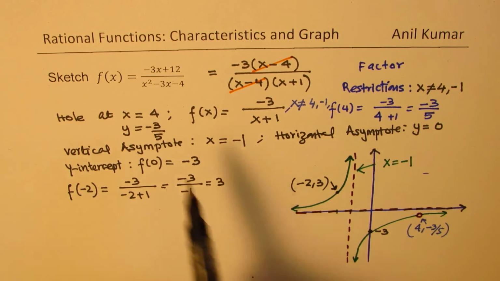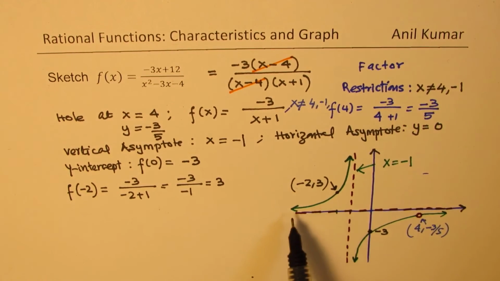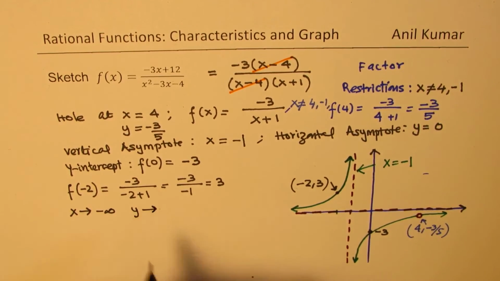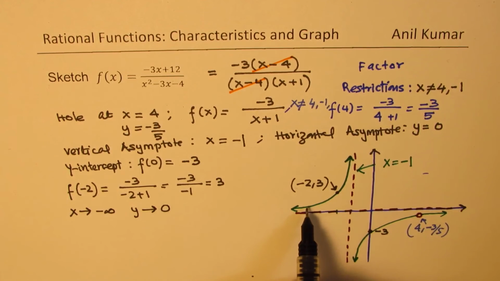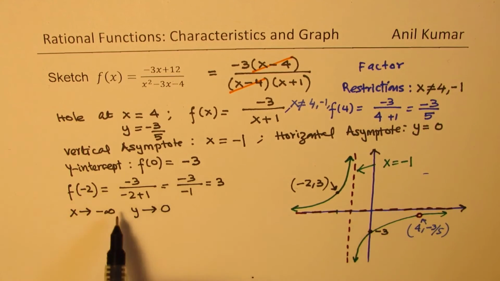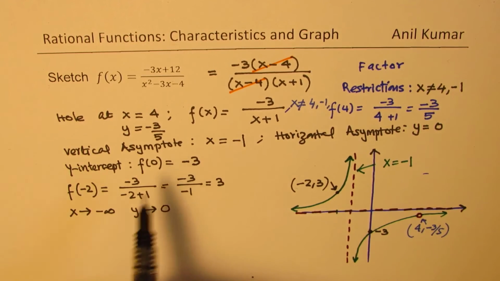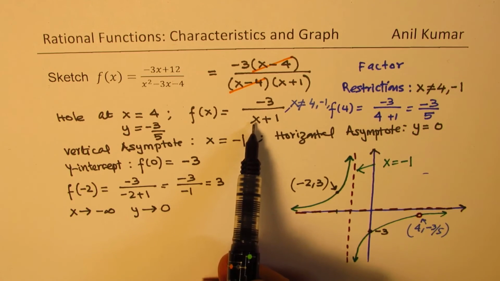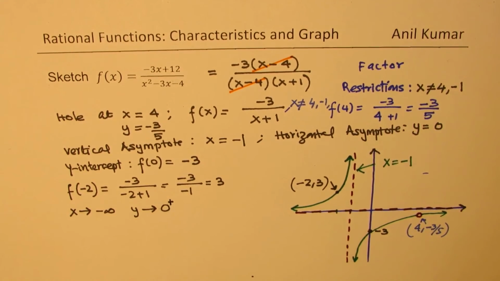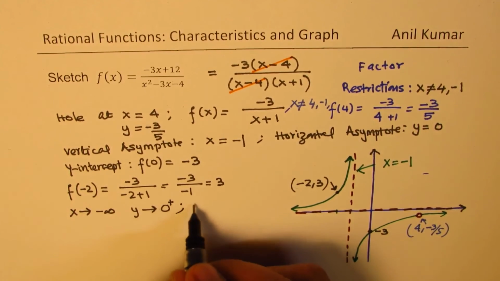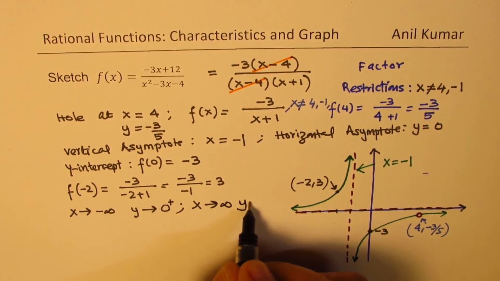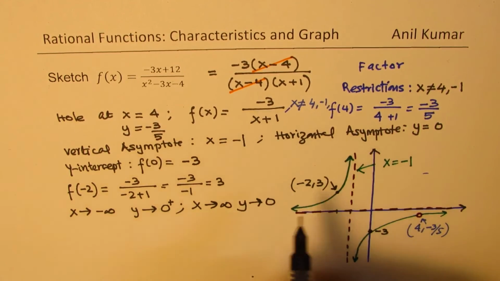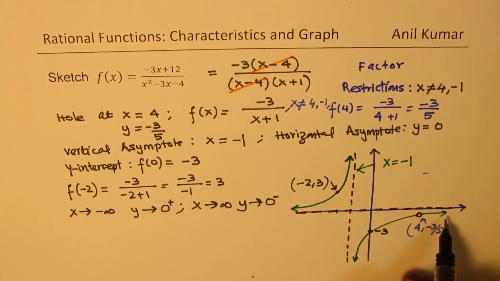And now we can actually describe the characteristics. Let's begin with the end behavior, which says when x approaches negative infinity, we know y approaches 0. But does it approach from top or from bottom? Well, we can substitute a large negative value in this. So when I substitute a large negative value, I get a positive value. So it means from above, right? And when x approaches positive infinity, y approaches 0. When I substitute a large positive value, I get a negative value. So it is from below. Do you see that? So clear.